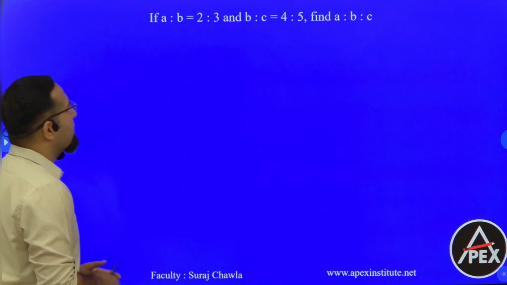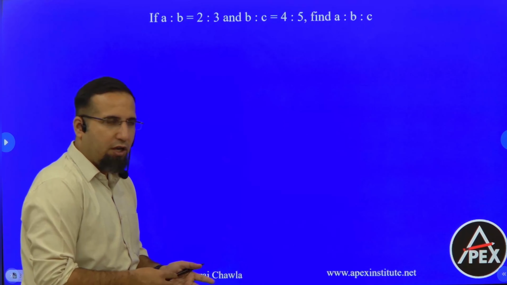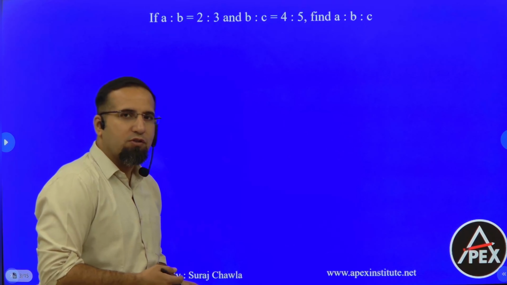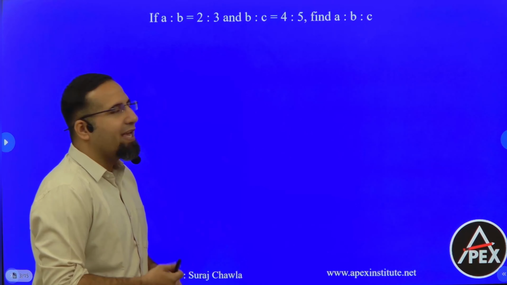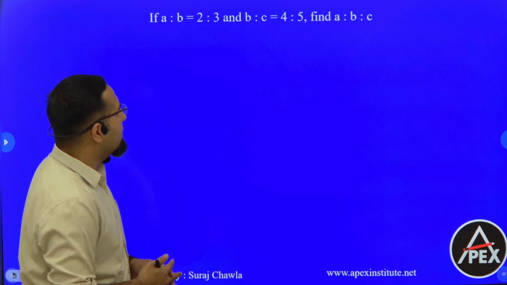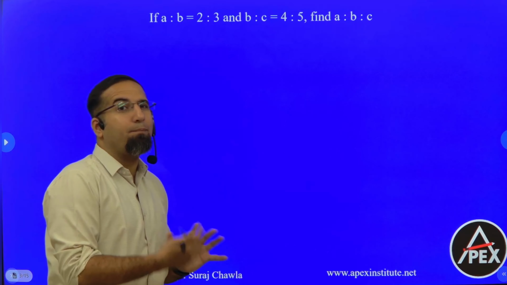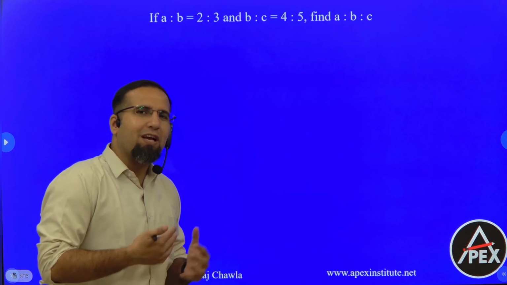So let's look at the first question. The first question says if A is to B is 2 is to 3 and B is to C is 4 is to 5, find the ratio of A is to B is to C. Right now, in this question, if you observe, I am given two different ratios and the question is asking us to combine both the ratios. Now, how do we combine two ratios?